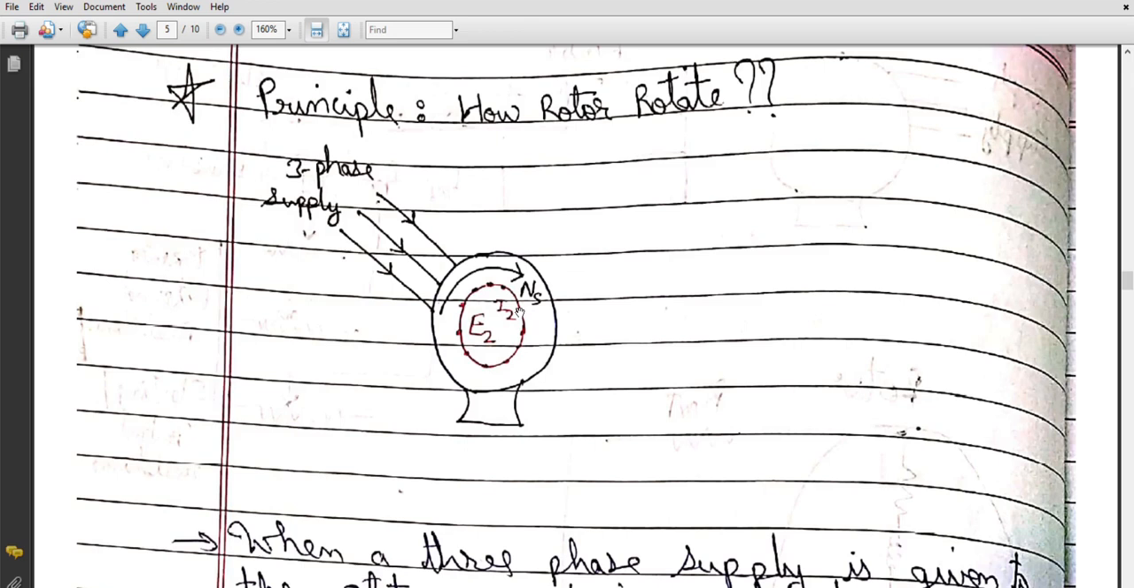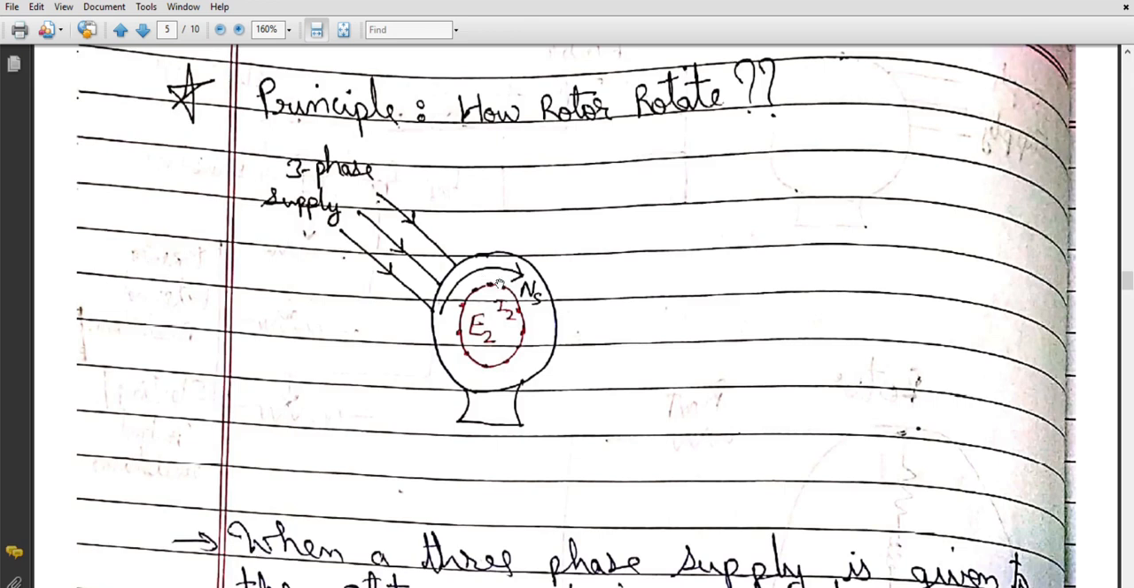So it will rotate. If it is rotating in the same direction as ns, suppose the rotor is rotating with speed n in the same direction, meaning in the clockwise direction. So now the relative speed between the stator field and the rotor will be ns minus n. So this is the relative speed.